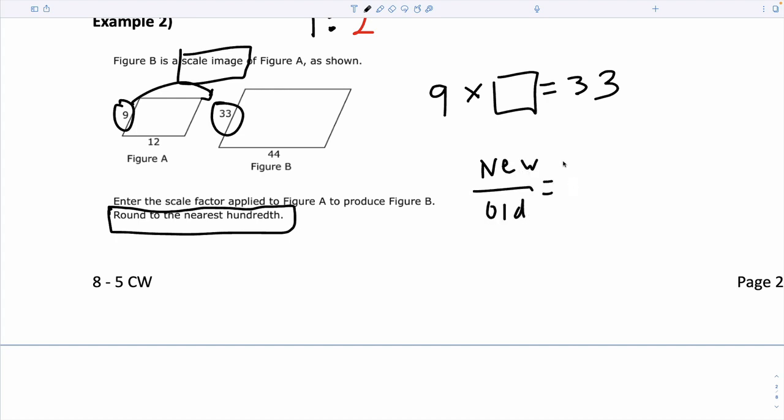Kind of like with percent change, the new side is 33. The old side was 9. So let's do some long division. Anyone have a calculator, actually? If you already plugged it in, let me know what you got, Jersey.